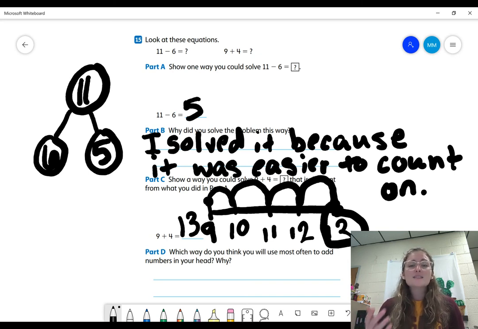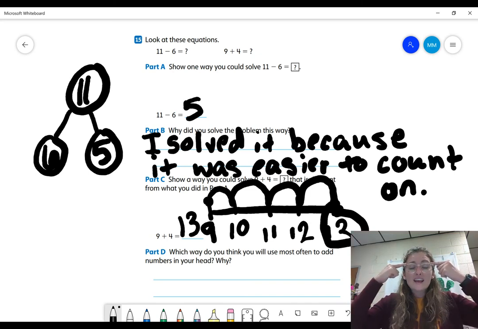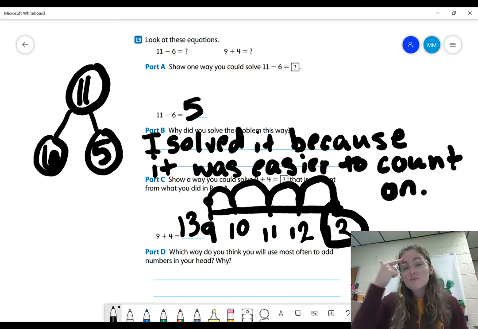All right, second grade Smarties, there are so many strategies you can use to show what you're thinking in your math. Keep that growth mindset, guys. Good learners do hard things, and good learners solve problems in different ways.